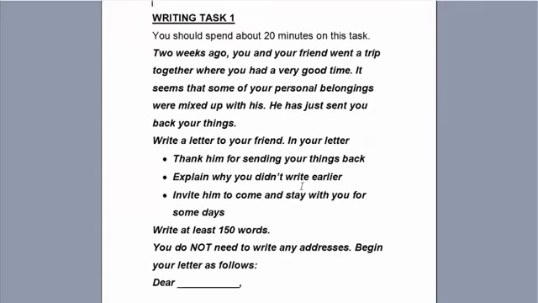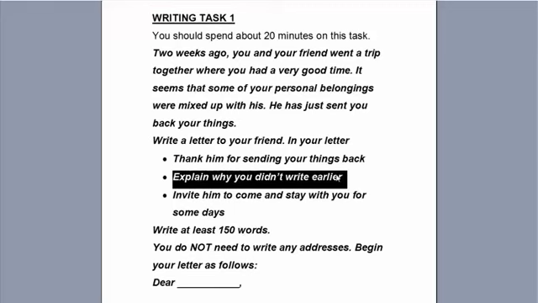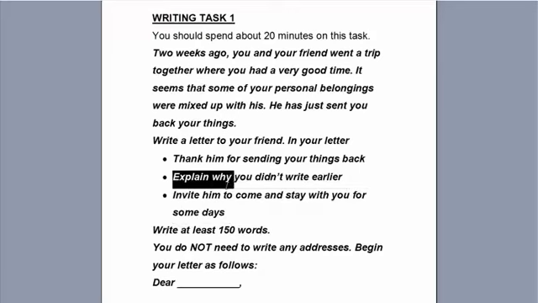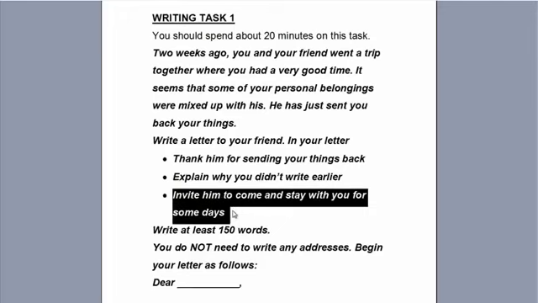Now, accordingly, you'll write one paragraph for the second point. Let's read it, explain why you didn't write earlier. And your last paragraph is going to be about the third point. Invite him to come and stay with you for some days. Again, despite being informal, you should still be organized and coherent. So you can explain why you didn't write sooner and then remember your holidays again and consequently invite him to spend some time together again. Do you see how smoothly this goes from paragraph to paragraph? One thought leads you to the next one, even if you come up with your own ideas. You see?